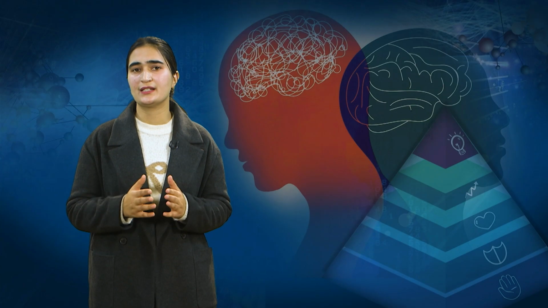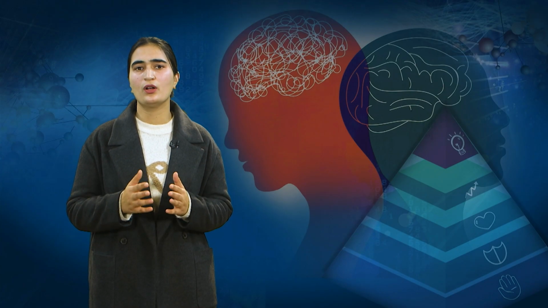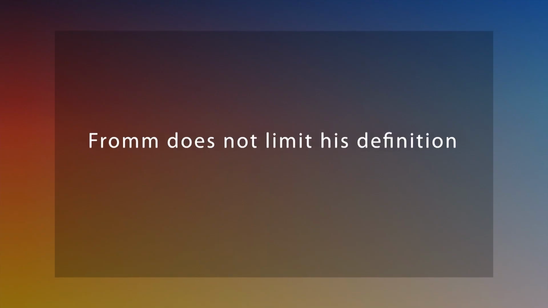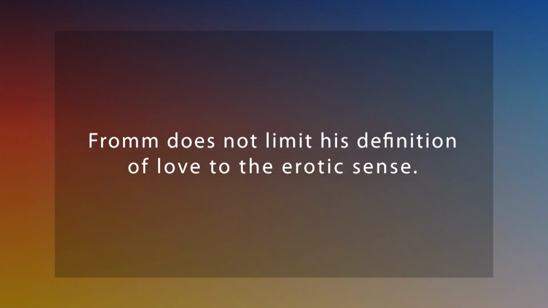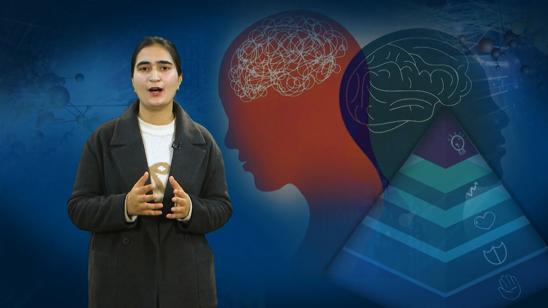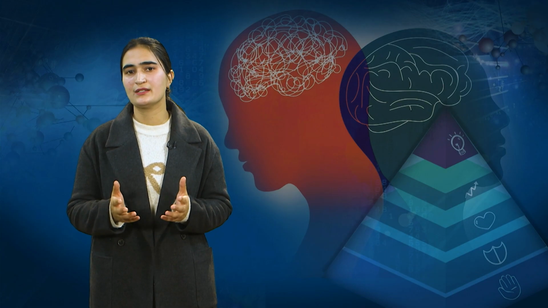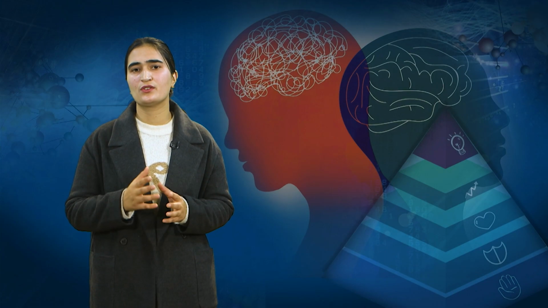This addresses the demand for security while also allowing for uniqueness and a sense of integrity. Fromm does not limit his definition of love to the erotic sense. It also encompasses the love a parent has for their child, a love a person has for themselves, and a more general sense of solidarity and affection for all people.